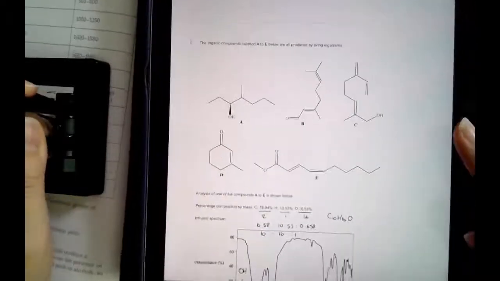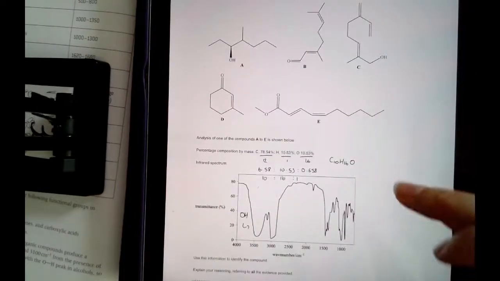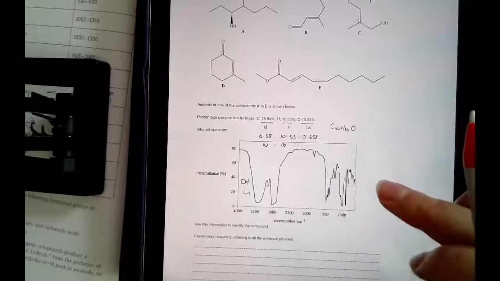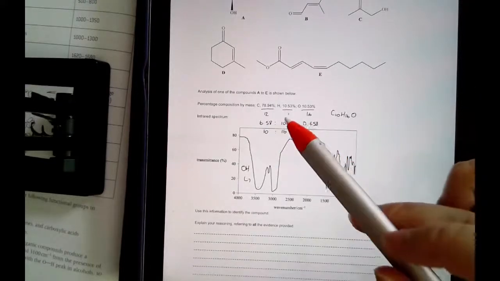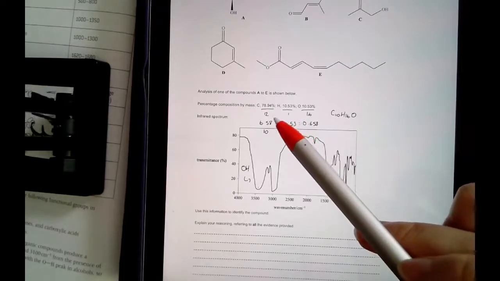So the next one here, they give you a couple of different molecules, and they ask you to carry out some analysis to find out which one it is. So they give you your percentage composition by mass. They ask you to calculate empirical formulas. This should be something we are all able to do.